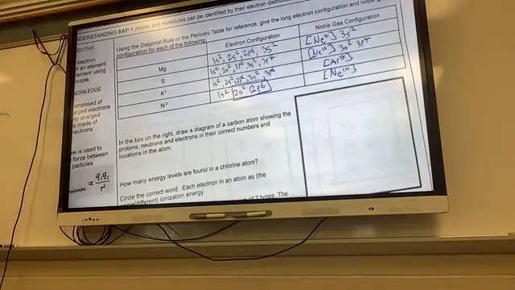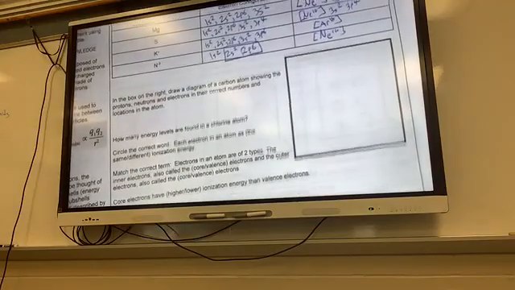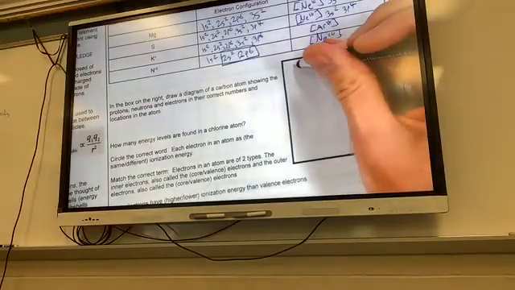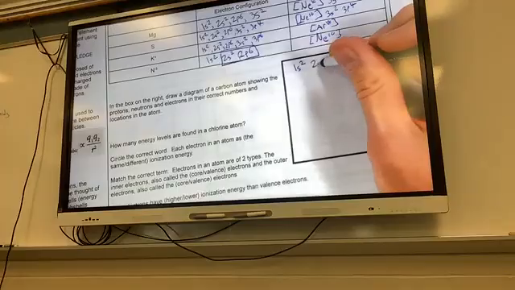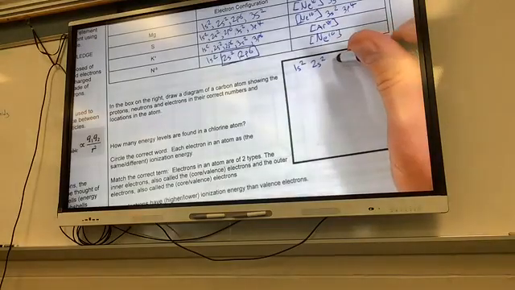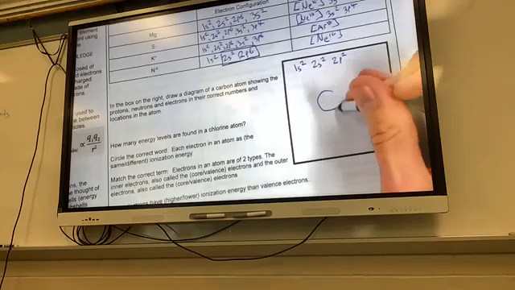In the box on the right, draw a diagram of a carbon atom showing the protons, neutrons, electrons in their correct numbers and locations. Now, not the freshman version of this. We know that carbon is 1s2, 2s2, and then what? 2p2. So how many protons go in the middle?